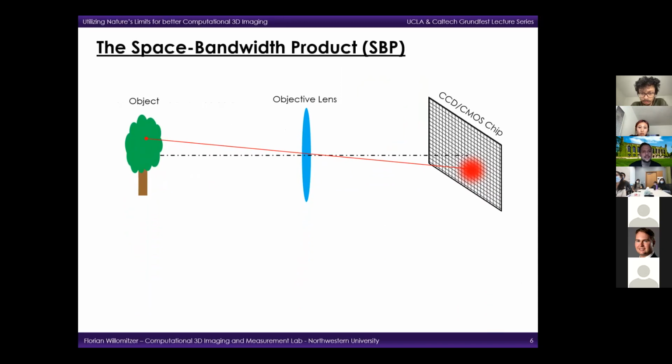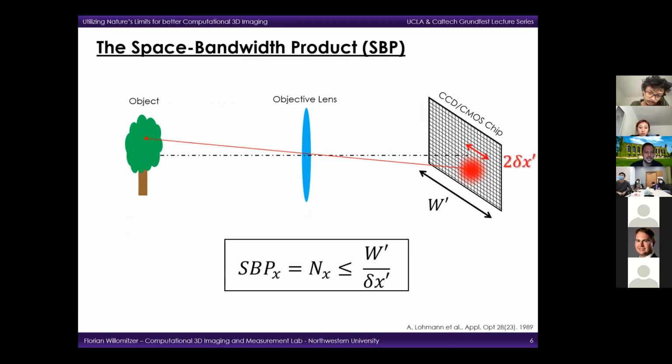And the way an imaging scientist thinks about this problem is in terms of the so-called space bandwidth product. And the space bandwidth product, here shown for the x direction, is basically defined by the image dimension W divided by the smallest resolvable distance in the image. And this basically gives you the number of independently resolvable points in your image, or in other words, the degrees of freedom N. And in our example here, N is actually not the number of pixels. N is actually smaller.